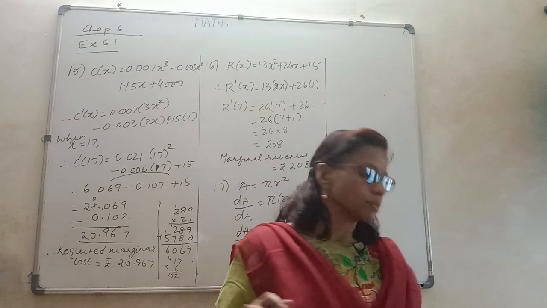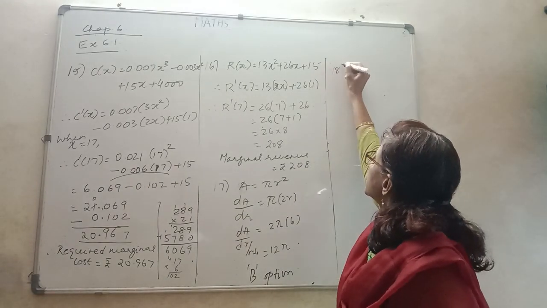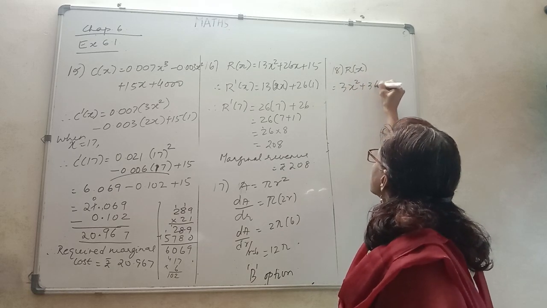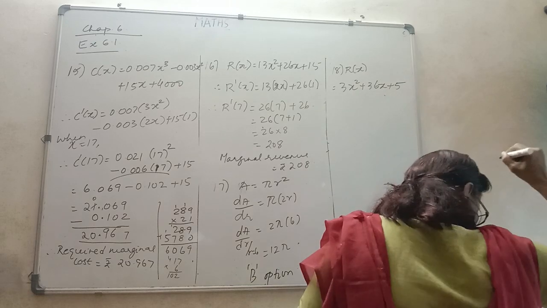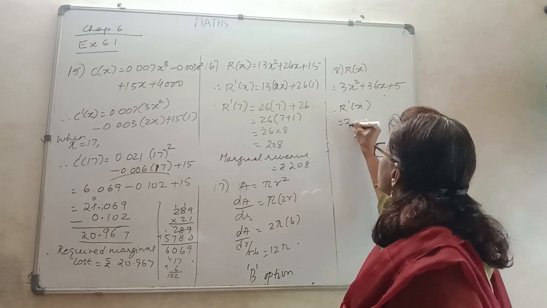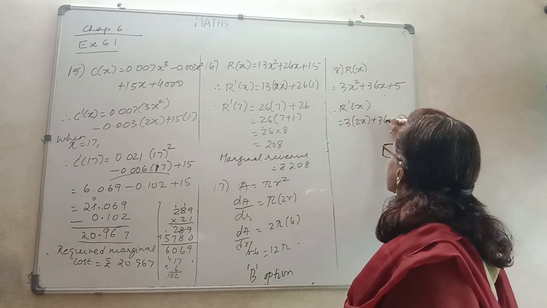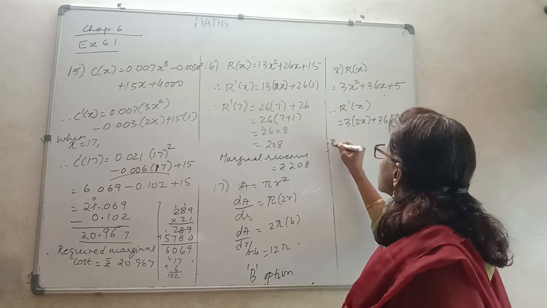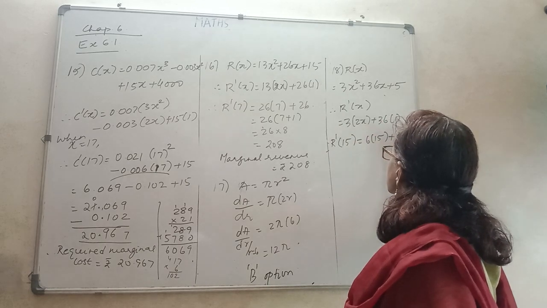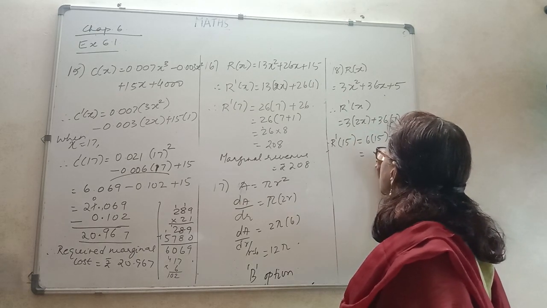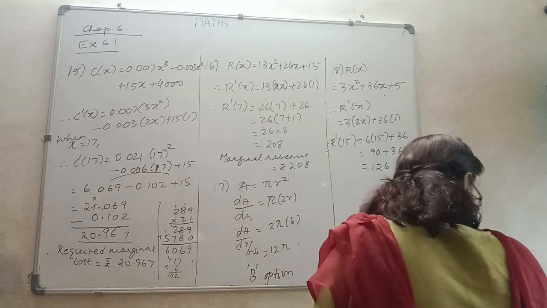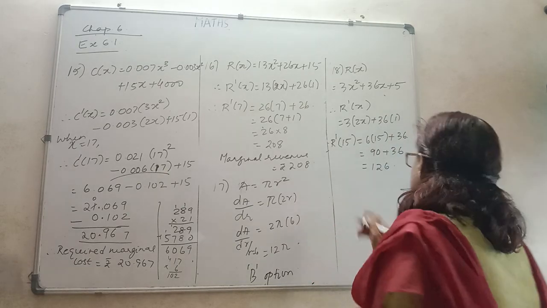So R of x is 3x squared plus 36x plus 5. They give us 3x squared plus 36x plus 5 at 15. Okay, so r dash x, we all know, is 6x for 3x squared and 36, 1, 5 no derivative. So r dash at 15 is going to be 6 into 15 plus 36. 6 into 15, it's 90 plus 36, 126. Whether 126 is there with us? Yes. So it's the option D.